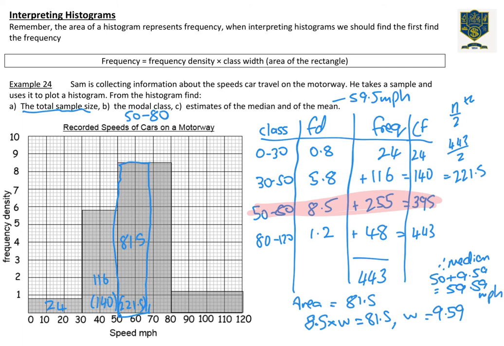So when we're trying to find parts of a bar or parts of the histogram, the best way to do it is think about it in terms of area. If we know the frequency, that's the area of the bar, and that's coming from the length by the width. Because the frequency that we needed in this group to get to the median was 81.5, that means the area of this bar is 81.5. We know the height because the frequency density is 8.5. So if we divide the frequency by the height, we'll get the width, which will then tell us how far into the bar we need.